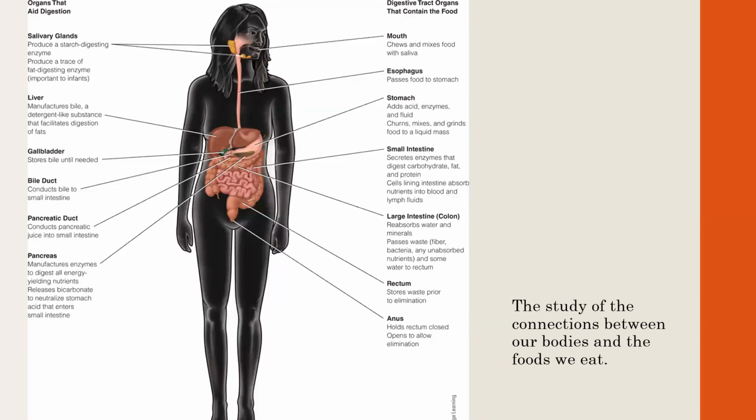The study of the connections between our bodies and the foods we eat describes nutrition. In the illustration, it shows organs that aid in digestion on one side, and on the other side, it shows the course that food takes when we eat food. So it's important for you to study this illustration and get to know how foods help our bodies and the organs that are involved in that process.